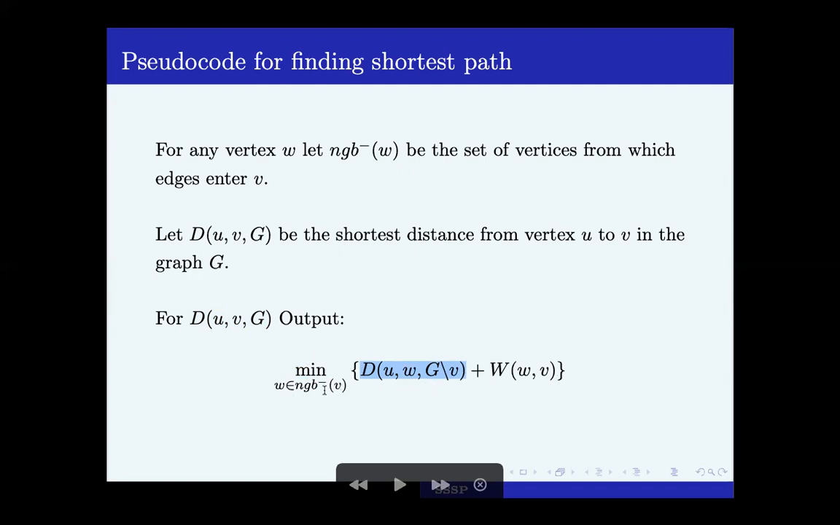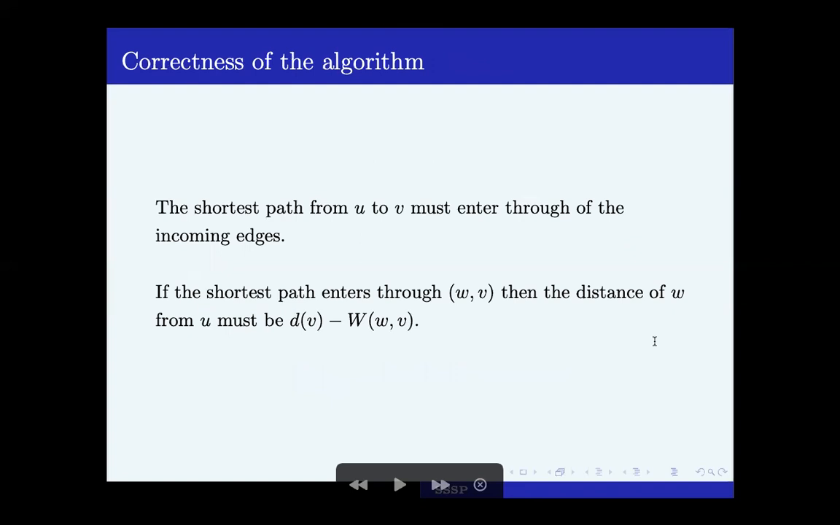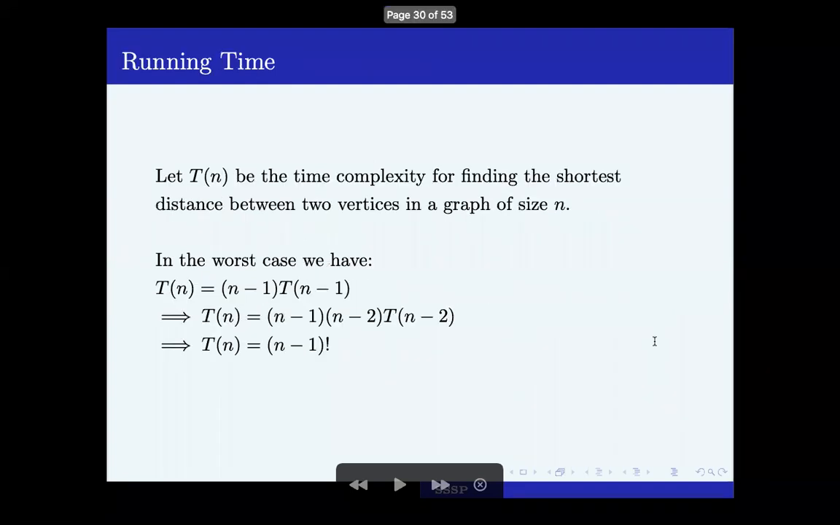You have to add them up, the in degree of the vertex, and you have to take the minimum over all of them. That will also take in degree. Since the in degree is at most n minus 1, we can write it something like this: T of n is less than or equal to n minus 1 times T of n minus 1.